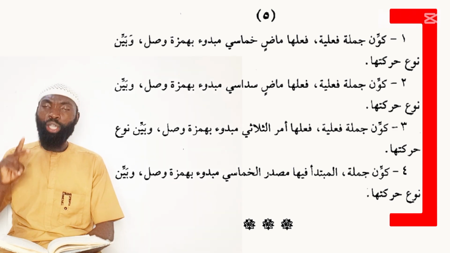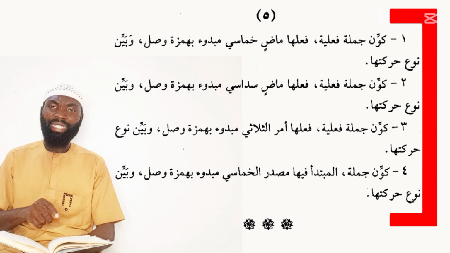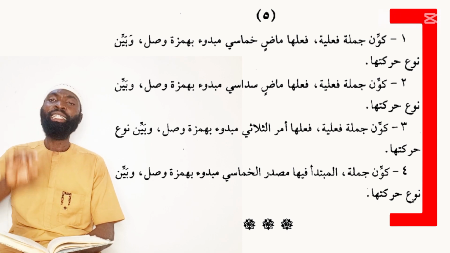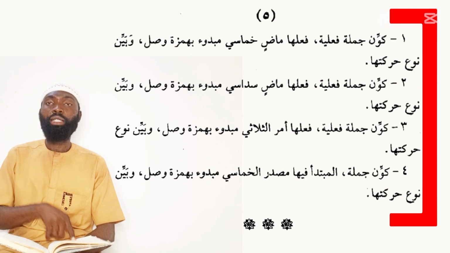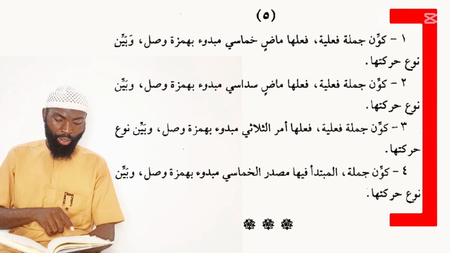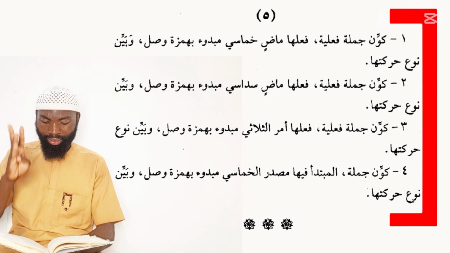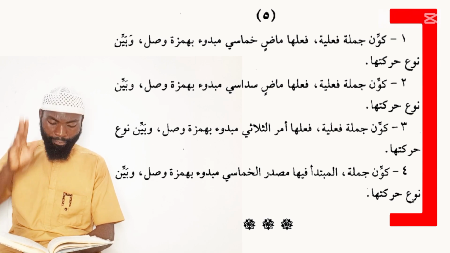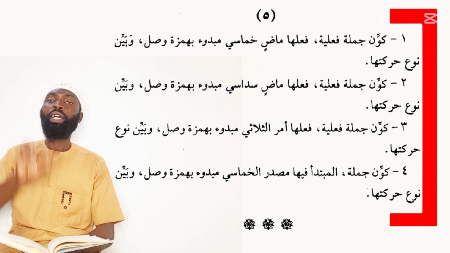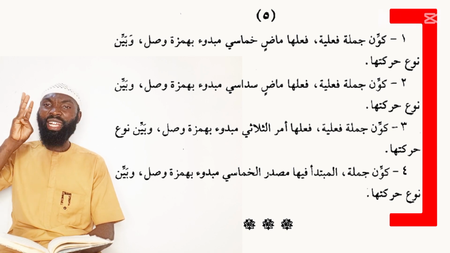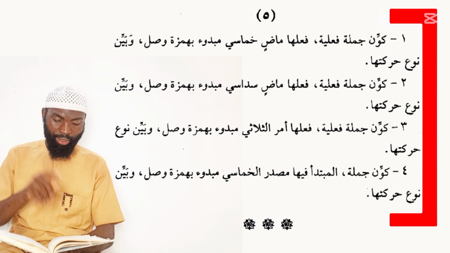Number 2, we have kawwin jumlatan fi'liyya. Also form a verbal sentence. Fa'iluha madin sudasi. The verb should be a past tense verb having 6 letters. Mabdu'un bi hamzatul wasl, beginning with hamzatul wasl. Wabayyin naw'a harakati. Explain the type of haraka it carries. Number 3, kawwin jumlatan fi'liyya. Form a verbal sentence. Fa'iluha amru thulathi. The verb should be the command tense of a 3-letter verb beginning with a hamzatul wasl and explain the type of haraka.